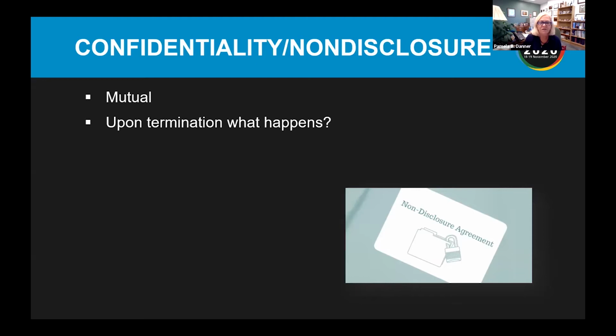Confidentiality and non-disclosure. Now, this is usually a part of your contract, and many times it comes forward that you are supposed to keep confidentiality and non-disclosure of the owner's or your client's documents and information, but it's not stated that it should be mutual. It should be mutual, and usually this can be negotiated to be mutual.